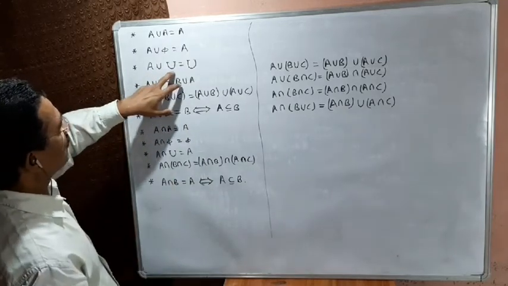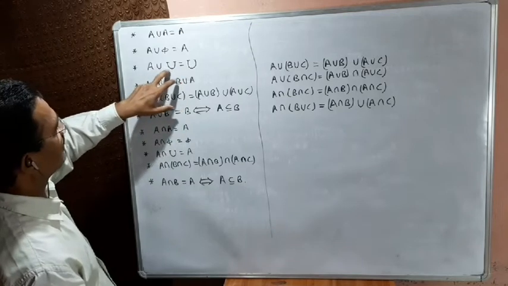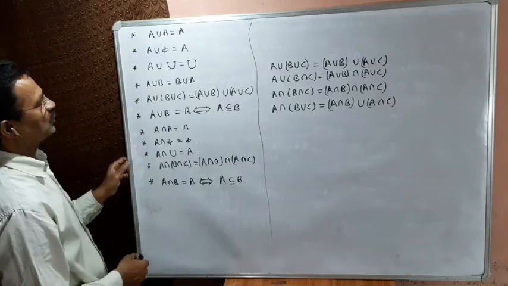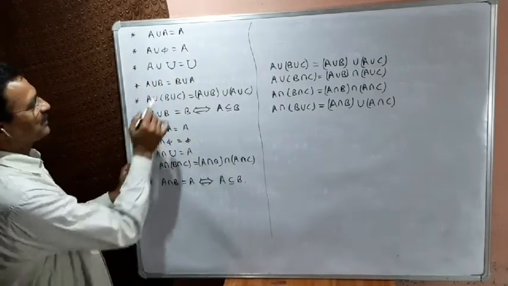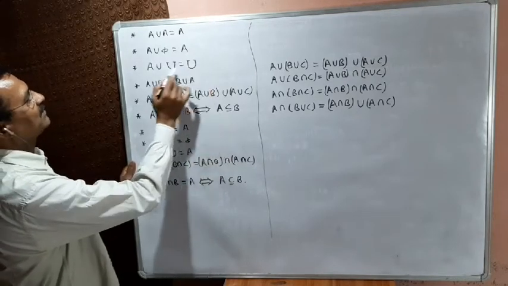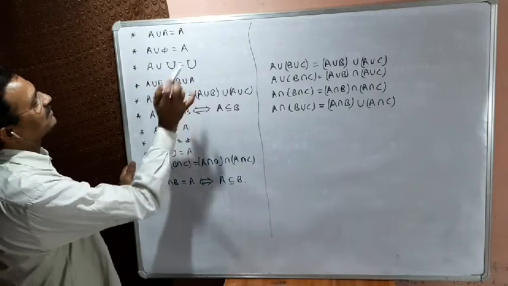A union universal set U. This is the universal set. A union U equals U. You can understand that A is fully contained in U. Therefore, if we write the elements of U, this will also give the elements of A, that is, the joint family of these two will be this.